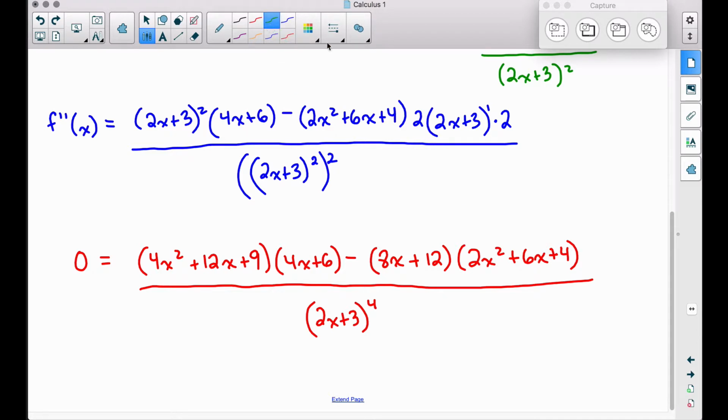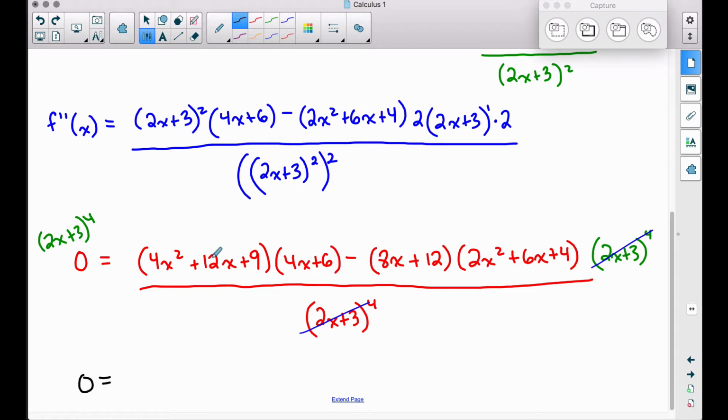And really what you can do algebraically is multiply both sides by (2x + 3)^4. This step is really not necessary if you understood what I said just before doing this. The only time a fraction can be equal to 0 is when the numerator is equal to 0. So really we can just throw this away, but algebraically what are we doing? We're multiplying both sides by (2x + 3)^4. That cancels out the (2x + 3)^4 over here, and 0 times that stuff is still going to be 0. So therefore we have 0 is equal to this entire numerator.